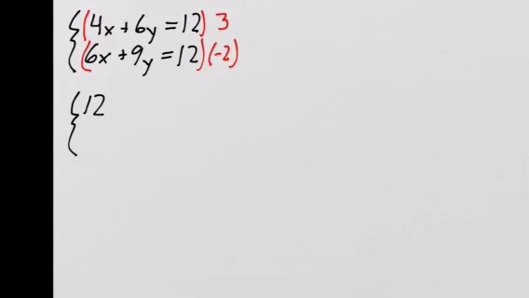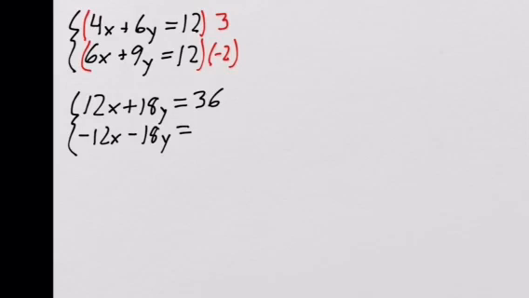I shouldn't say new because it's actually the same system. 12x plus 18y equals 36, and negative 12x minus 18y equals negative 24.